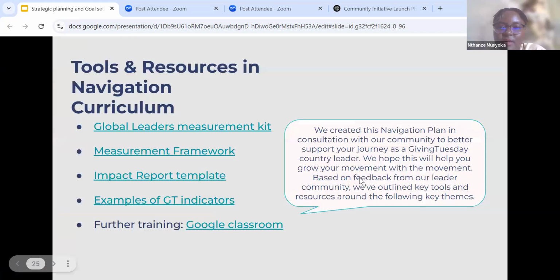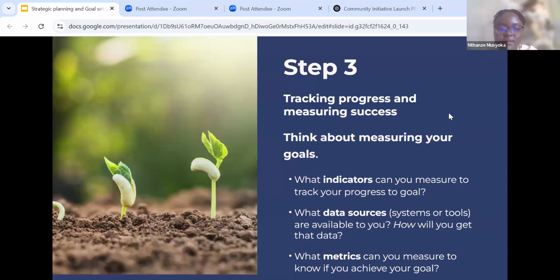So think about how you will measure the indicators you will use, based on the different indicators you've gone through.